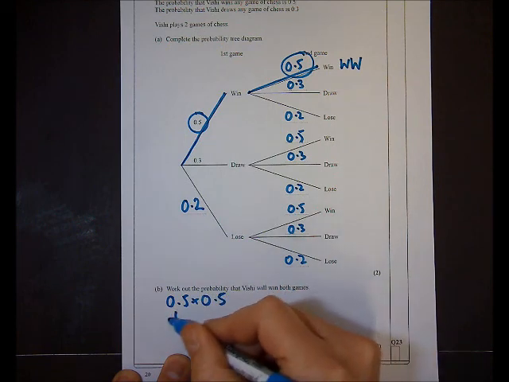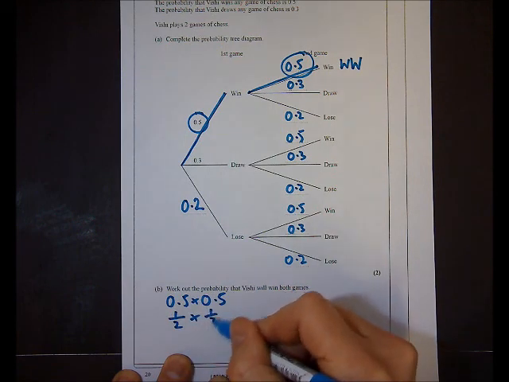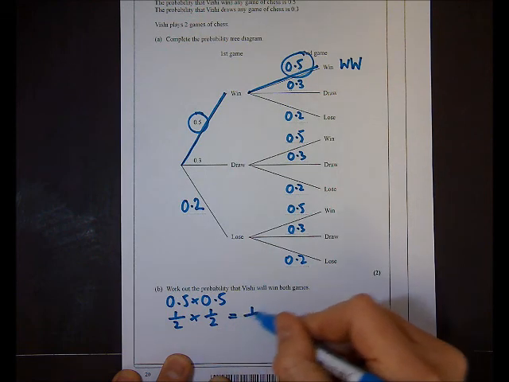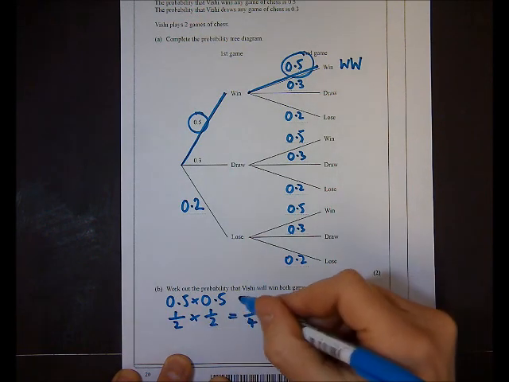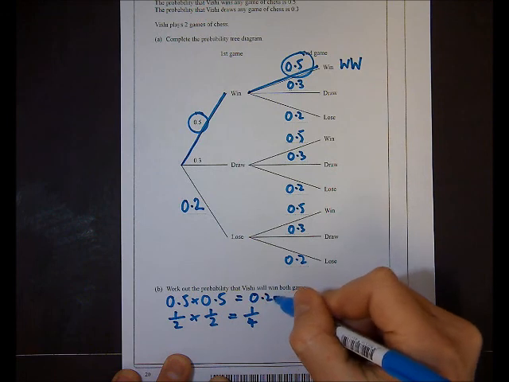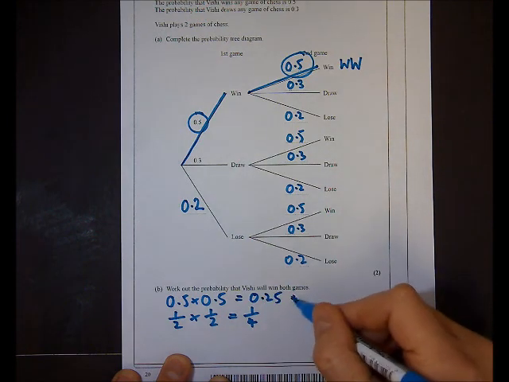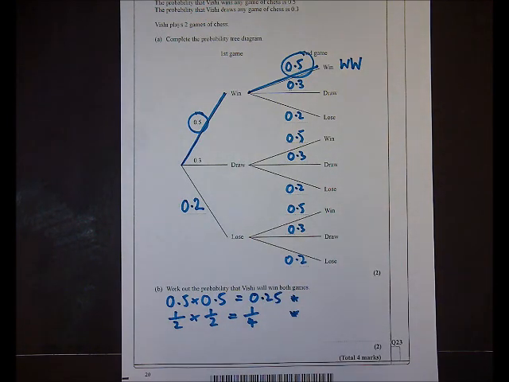Now you can use it as that, or you can call it half. Sometimes easier for some people. So a half times a half is 1 quarter. Therefore 0.5 times 0.5 must be 0.25. Either of these answers here will suffice.